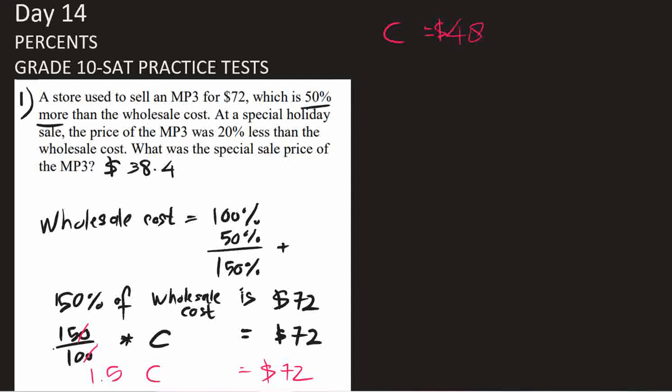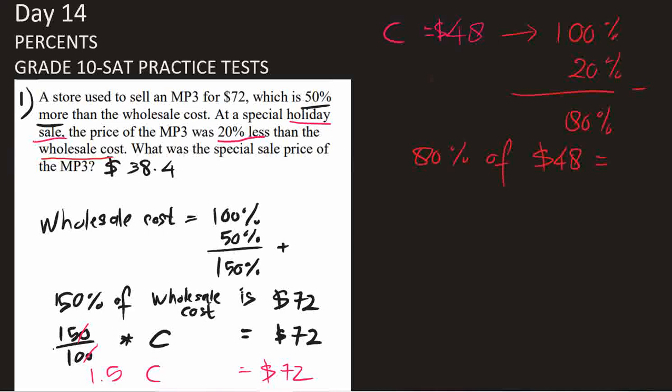Now let's see again: for a special holiday sale, the price was 20% less than the cost. So what was the special price? The cost is 100%. So 20% less means we subtract from 100%, so we'll get 80%. Now 80% of the cost is $48.